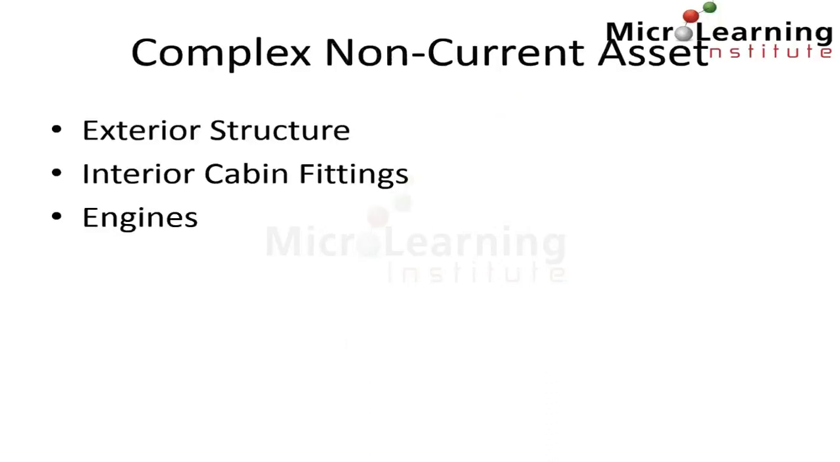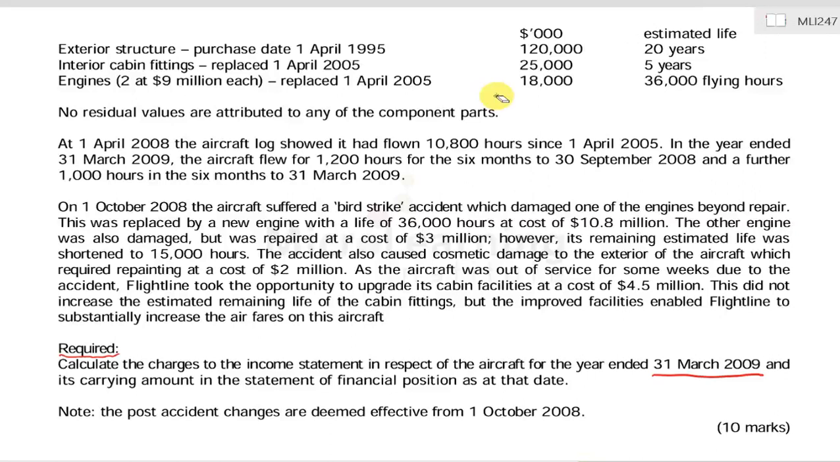This question relates to a complex non-current asset. This is an aeroplane and we're asked to deal separately with the exterior structure of the plane, the interior cabin fittings and the engines. The requirement of the question is to calculate the charges to the income statement for year ended the 31st of March 2009 and also the carrying amounts on the statement of financial position at that date.